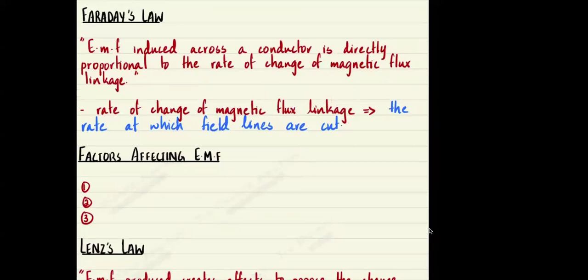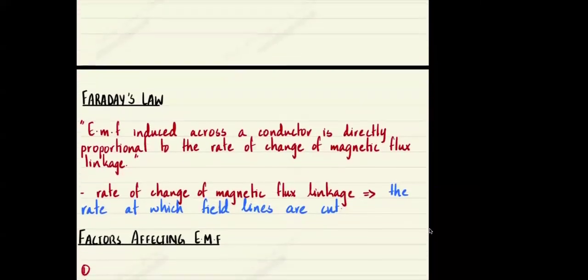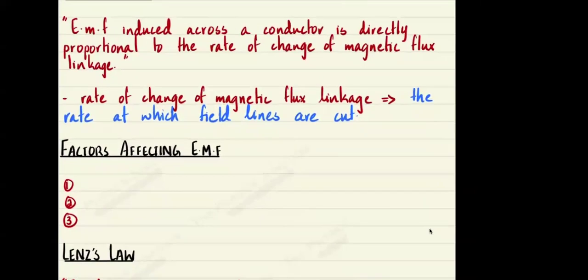Factors affecting the EMF induced. So remember that the law itself says EMF induced, not current. Because in the experiment above, if an EMF is induced, given a closed loop, it would lead to the flow of current as well. But the law says EMF induced. So the factors affecting the EMF induced, we've seen all of these above in the changes to the experiment.